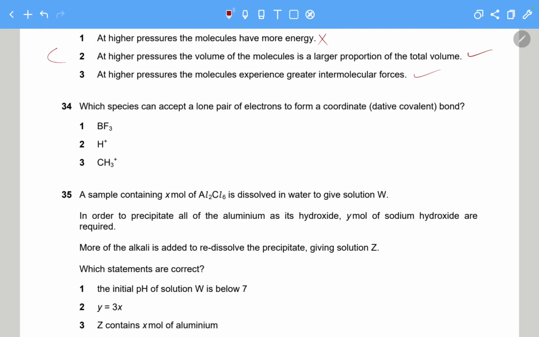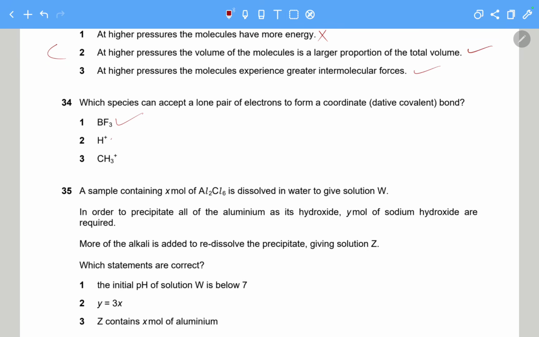Which species can accept a lone pair of electrons to form a coordinate, which is a dative covalent bond? So BF3, this is correct, because B is electron deficient. It has 3 electrons itself. It forms bonds with 3 fluorines, so it gets 3 more. It has a total of 6 electrons now, 1 coming from each fluorine, and it can take 2 more to complete its octet. And then H plus has no electrons.